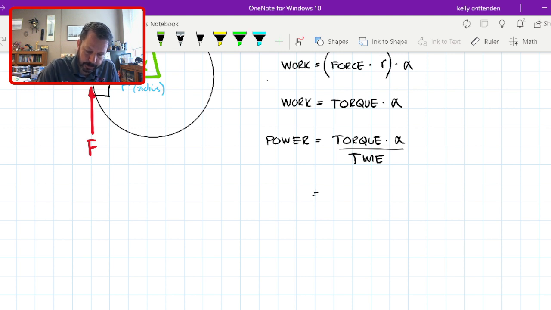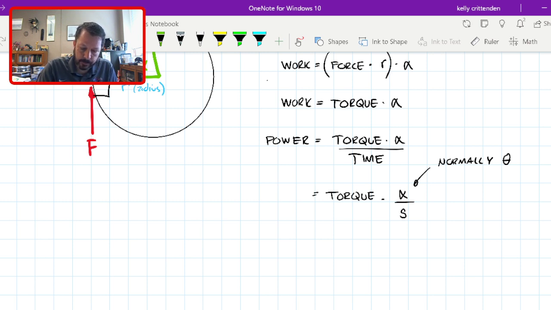So if I did power equals torque and separate out alpha, which is normally theta here, but again, we're not doing that. Alpha per second, where alpha is in radians. Radians per second is angular velocity. So this term, let's isolate it. This term, radian per second, equals omega equals angular velocity.